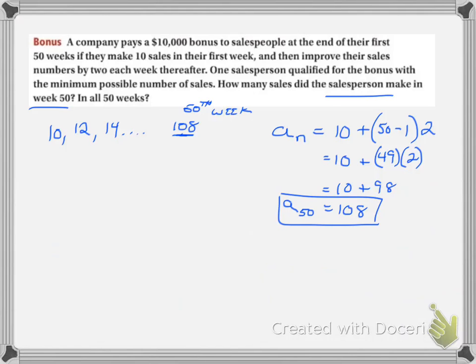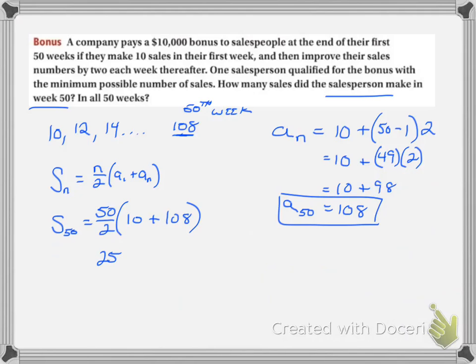Now to find all the 50 weeks combined, you're going to find the sum of them, so you're going to use the S sub n formula. And here's the S sub n formula. So to find the sum of the first 50 weeks, I have 50 divided by 2 times, parentheses, A1, which is 10, A sub n, which is the 50th week, and we just found that as 108. So 25 times 118 is 2,950. And that's how much the person made in all 50 weeks.